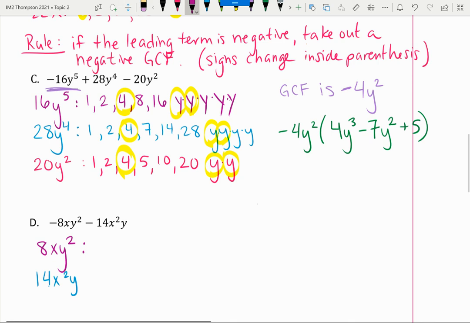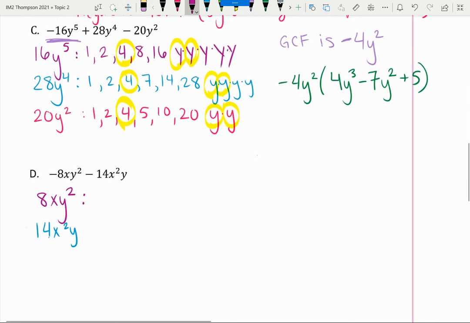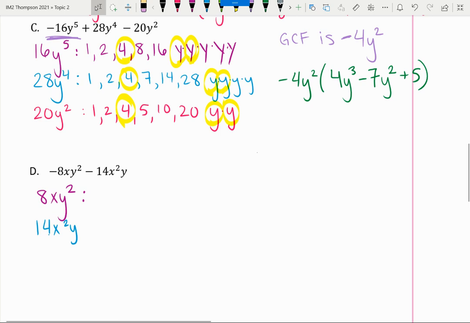Does it matter really right now? You can if you want. I usually don't put it here, but you can. It won't change much.